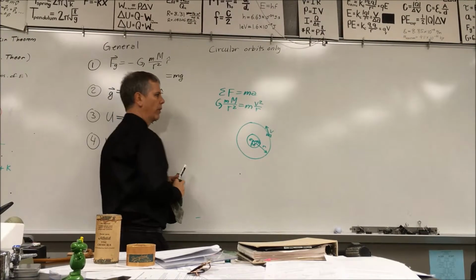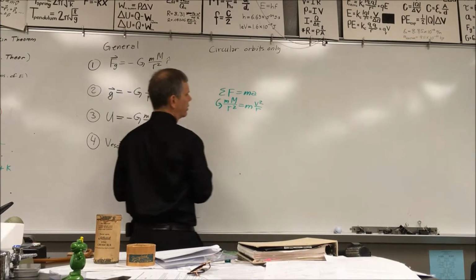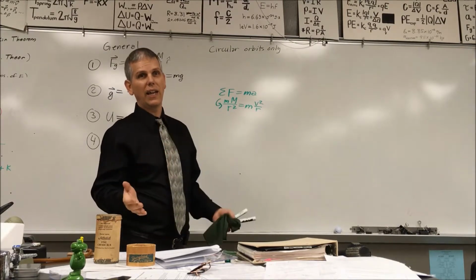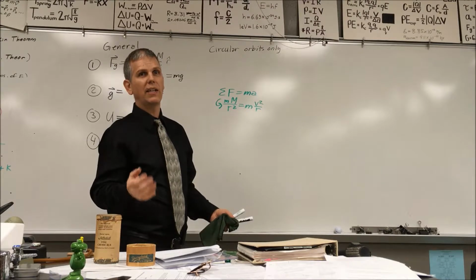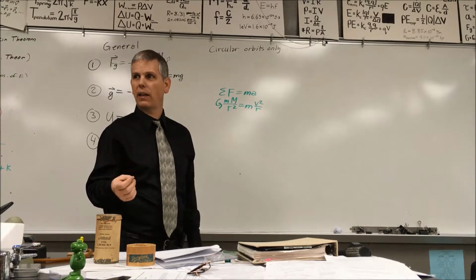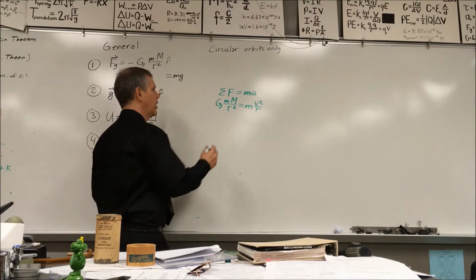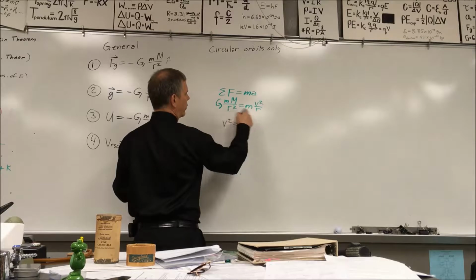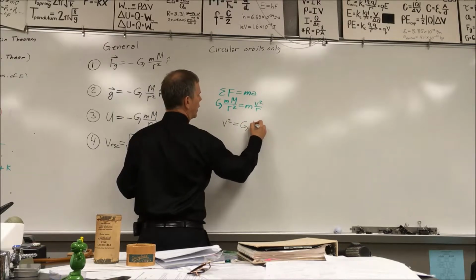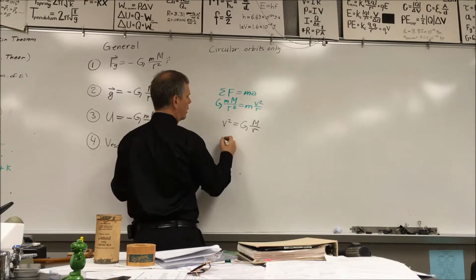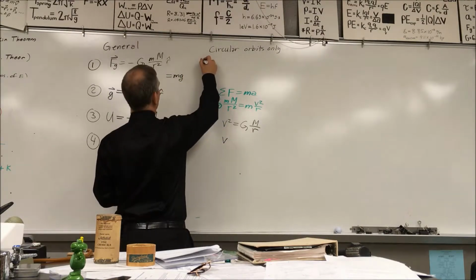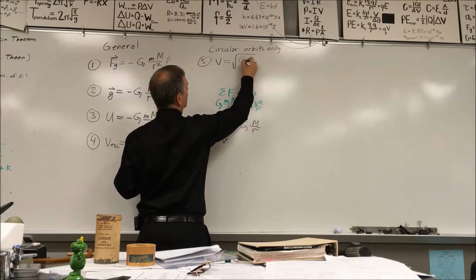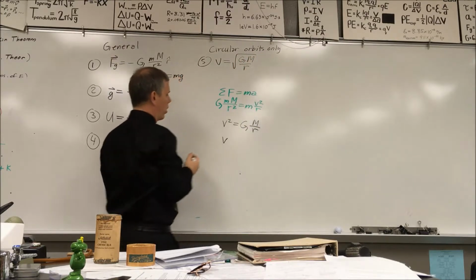Already we notice that one of the r's cancels, and one of the m's cancels. And which m cancels again? Little m, which means once again, it doesn't matter if it's a massive satellite or a light satellite. We get v squared equals G big M over r. So let's write this, number 5. We get v, and that's circular orbit only, equals the square root of GM over r.